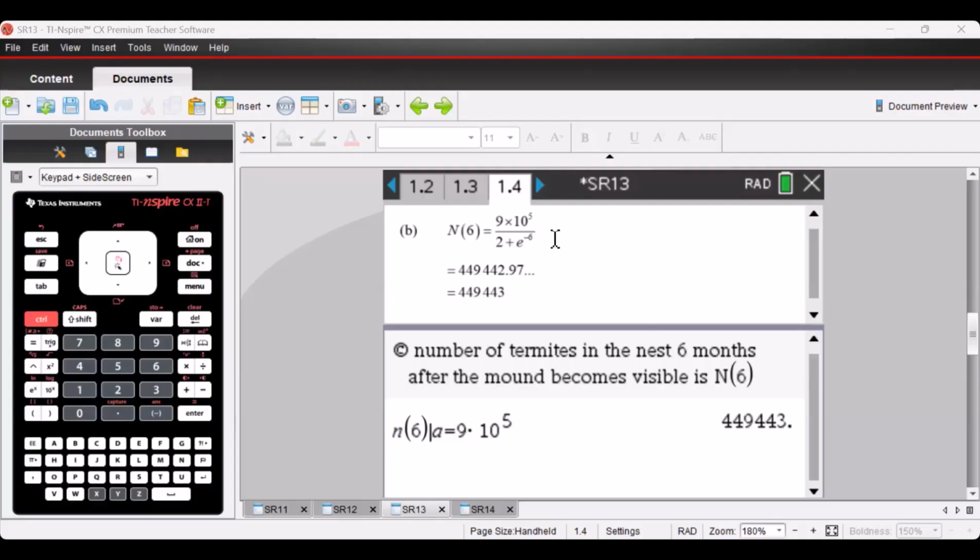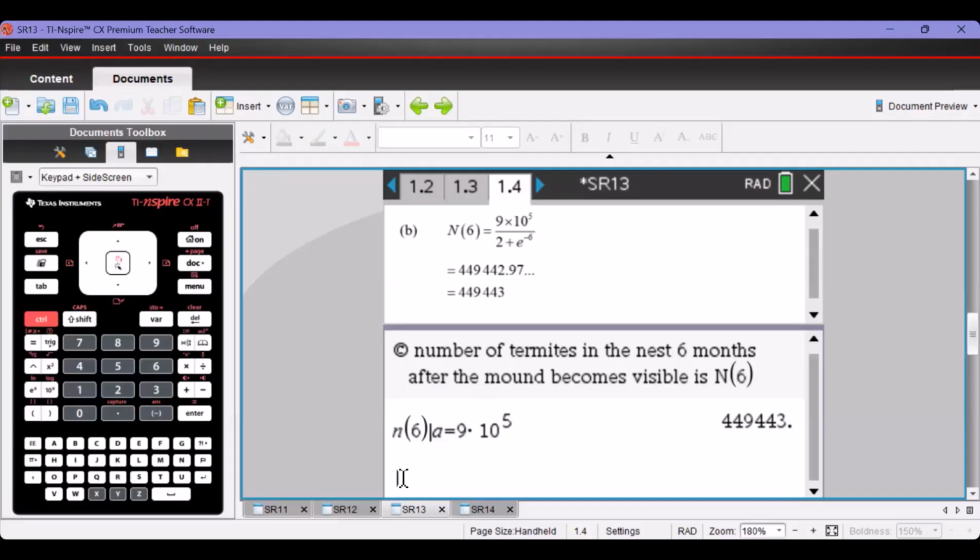And when you evaluate that, and I'll show you how to evaluate that with Nspire in a moment, you get 449,442.97 termites. You can round that up to the nearest termite, and so we get 449,443 termites according to this model. Okay, so let's show you now how to evaluate this.